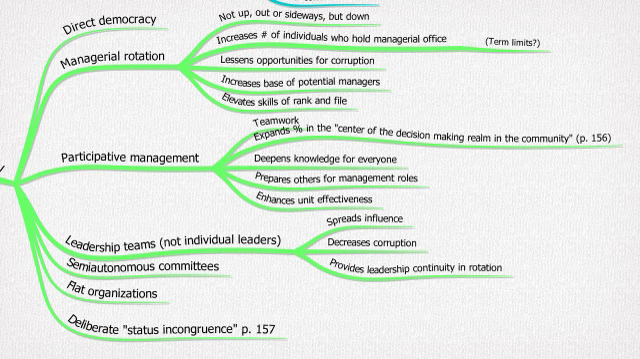For example, managers often have something that looks like term limits, where they can only hold office for a specific period of time. When they finish their job as the leader, they don't necessarily move up or over to another role that's similar, but they may very well move back down into the rank and file. This increases the number of people who hold managerial office and lessens the opportunity for corruption, since people aren't in the same role forever. It increases the base of potential managers because it elevates the skills of the rank and file. In fact, many of the rank and file have served in managerial roles at one time or another.